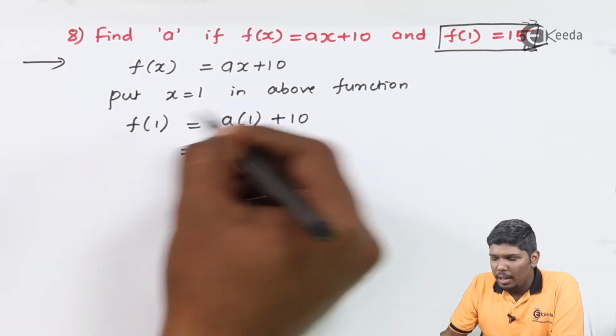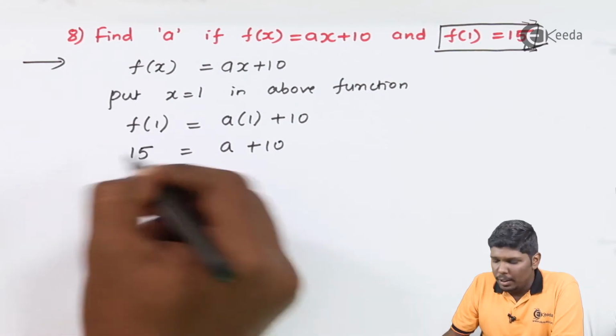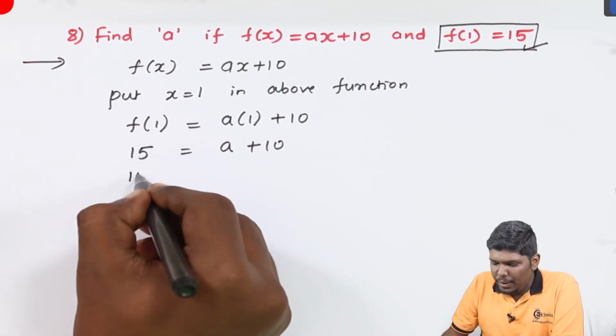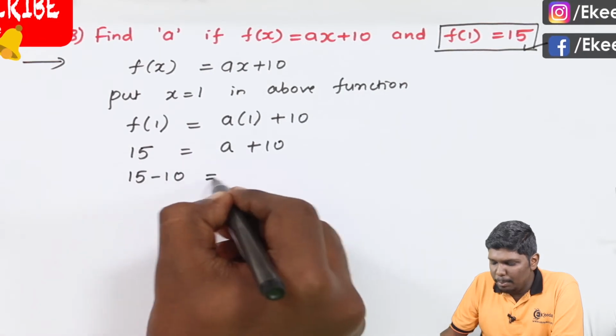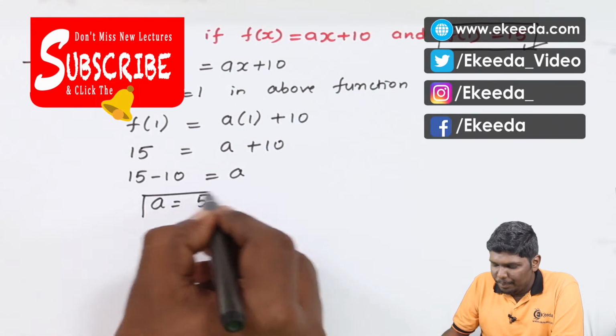Now what is f of 1? F of 1 is equal to 15. So f of 1 becomes 15. So plus 10 will come here. 15 minus 10 is nothing but a. So a is equal to 5.